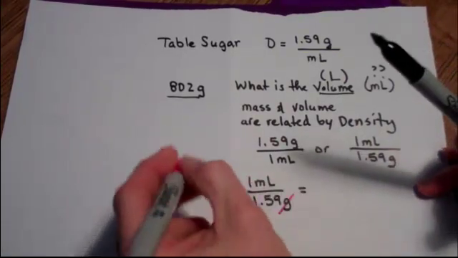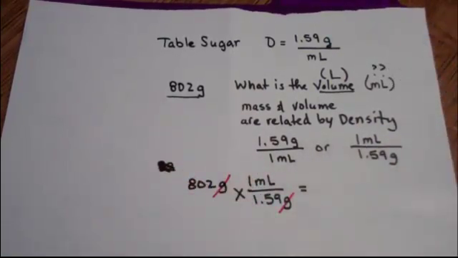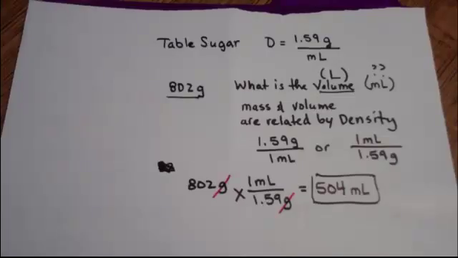So these guys will disappear. And if we do this calculation, we will find that this answer is equivalent to 504 milliliters. So we would say 802 grams of table sugar should take up 504 milliliters of space. And that's an example of a density problem.